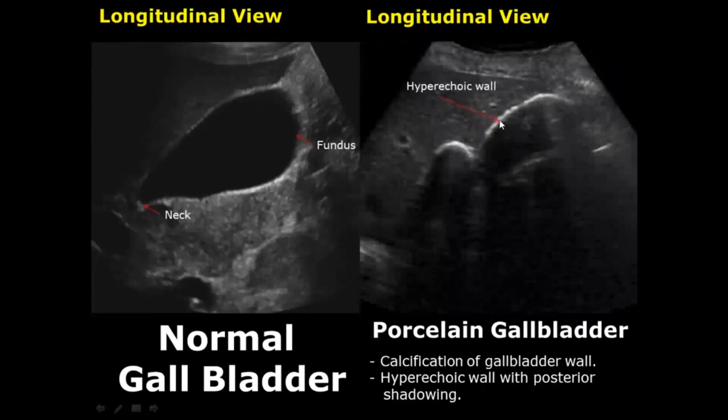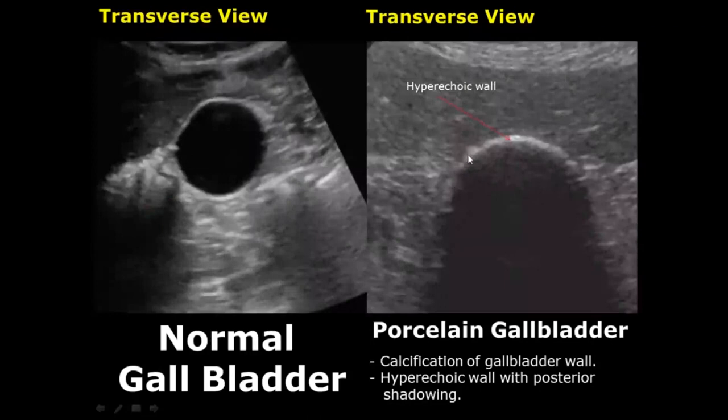Porcelain gallbladder presents as calcification of the gallbladder wall, and we will see hyperechoic gallbladder wall with posterior shadowing. Here is a transverse view showing hyperechoic walls with posterior shadowing.